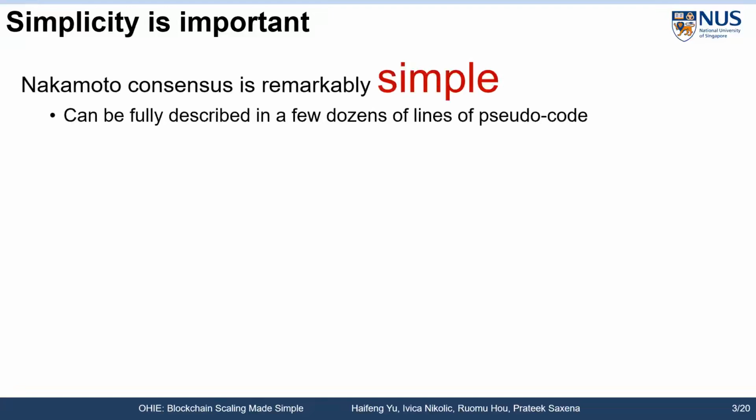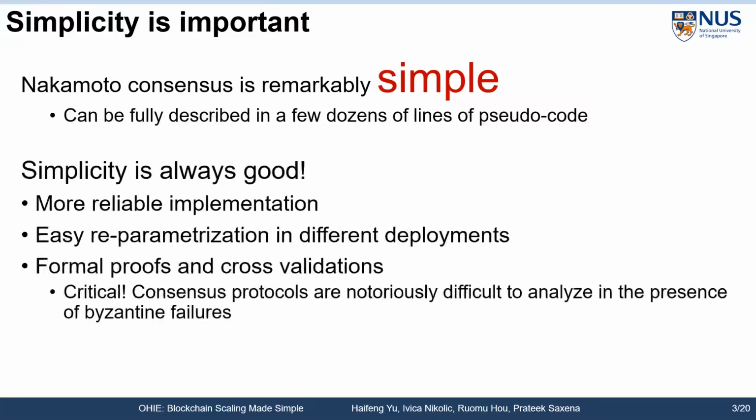It's remarkably simple. Nakamoto consensus can be fully described in a few dozen lines of pseudocode. Simplicity always enables more reliable implementations, as well as easy reparametrization in different deployments. Perhaps more importantly, the simplicity of Nakamoto consensus has facilitated security proofs and cross-validations by multiple independent research groups. The importance of keeping constructions simple enough to allow such formal proofs and cross-validations cannot be overemphasized.